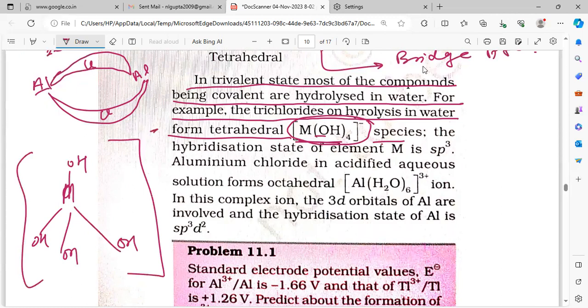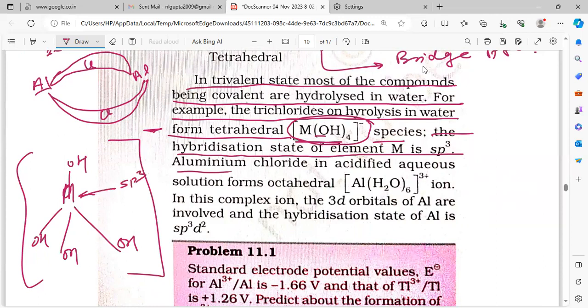Because one extra atom is acquired, an extra electron will be there now. Its valency is 3, so it is gaining now. The hybridization state of element M is sp3, as 4 bonds are forming.